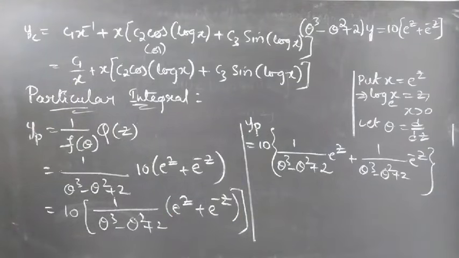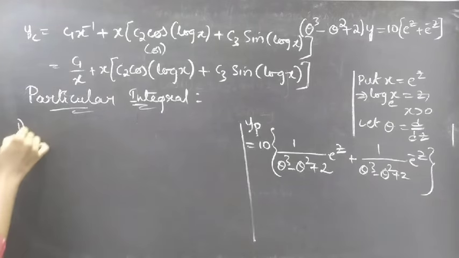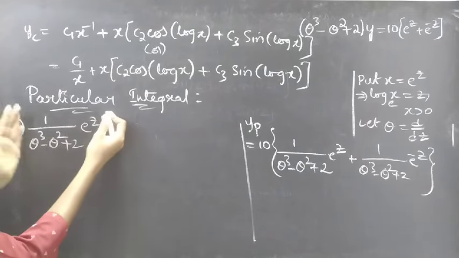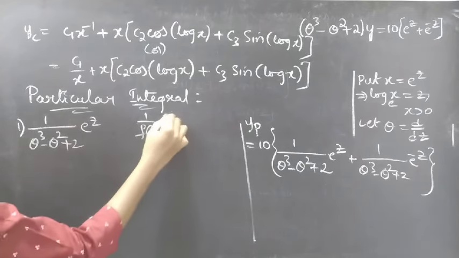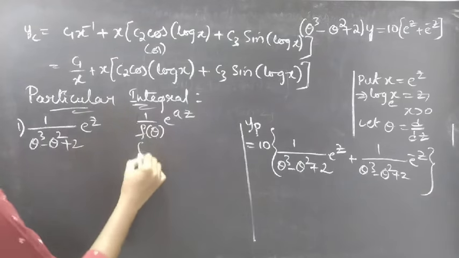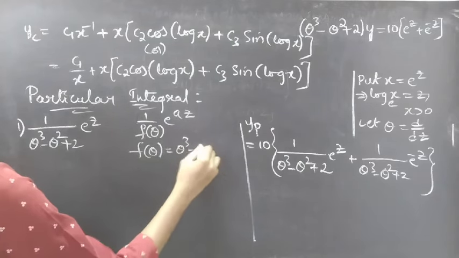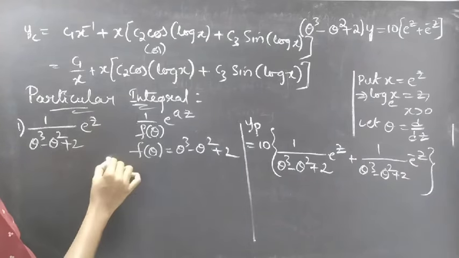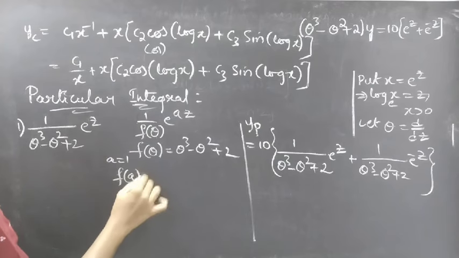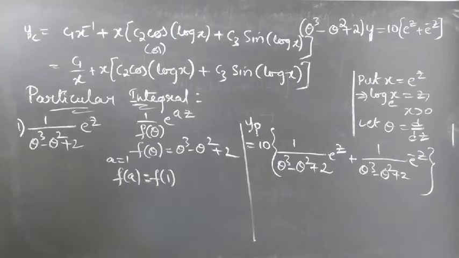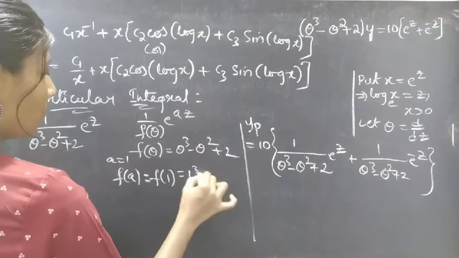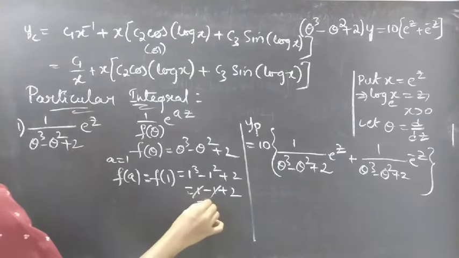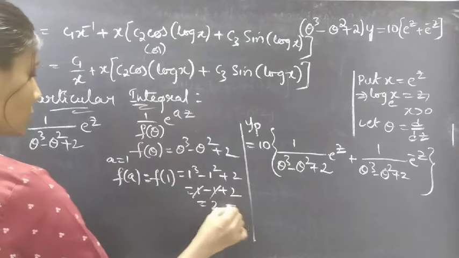Okay. First term: 1 by f of theta, theta cube minus theta square plus 2, into e power z. So this is of the form 1 by f of theta into e power az, right? Where f of theta is theta cube minus theta square plus 2, and compare e power z with e power az. Then for a equals 1, we'll find f of a, which equals f of 1. Just replace theta by 1, we'll get 1 cube minus 1 square plus 2, which equals 1 minus 1 plus 2. Plus 1 minus 1 gets cancelled and you'll get 2, which is non-zero.